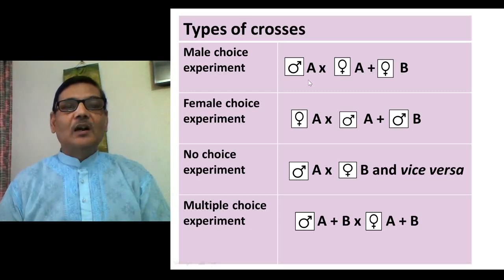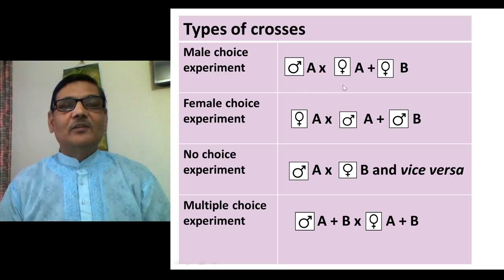And if mating occurs between two different kinds of members, then that will be referred as heterogamic matings. So if mating occurs, once again let me tell you, between A male and A female, it will be homogamic mating, and if it occurs between A male and B female, then it will be referred as heterogamic matings.